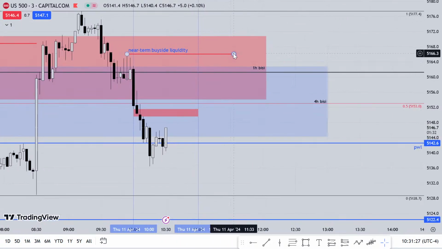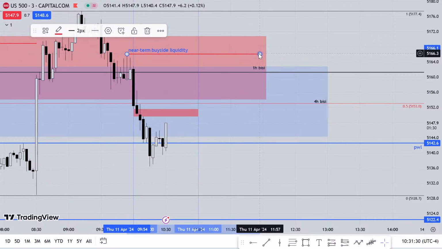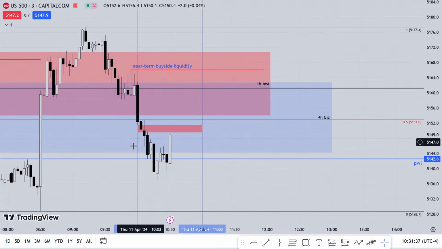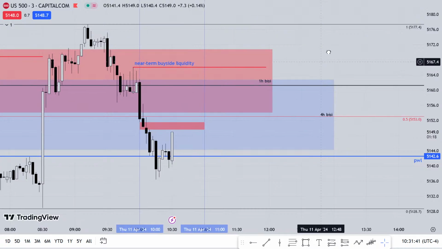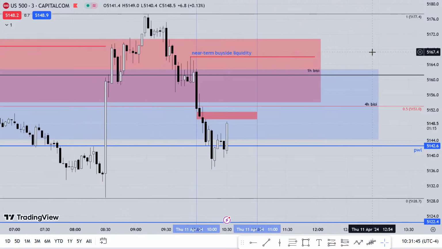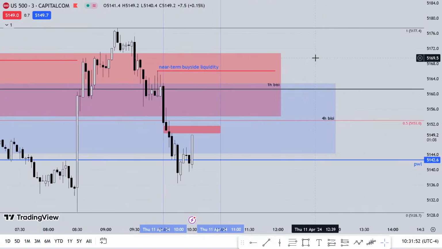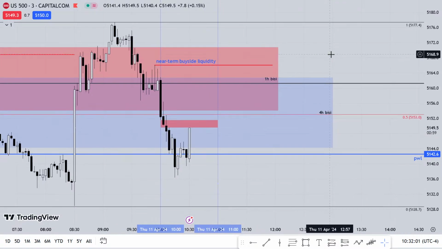So we should be interested in this BISI liquidity here, which is inside of this 1 hour BISI. This fair value gap here from 5 minutes should be an inversion fair value gap. That means we don't want price to trade long inside of this fair value gap, but to just spend a little time here and act as support and take price higher.